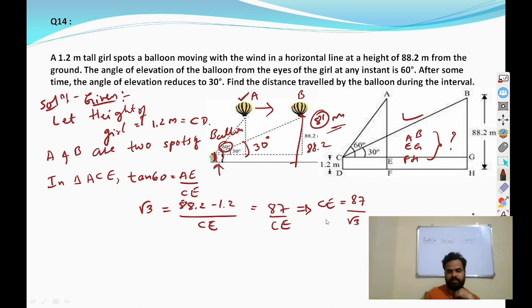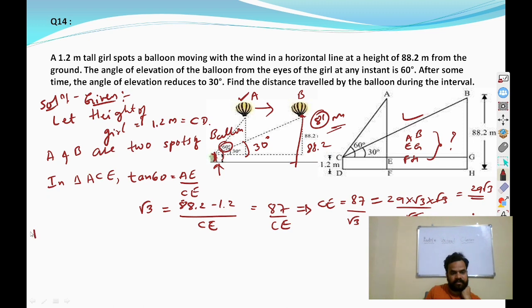This is CE. Keep it as it is, or you can remove this root 3 by multiplying the above equation by root 3, that is 87 root 3 by 3, or you can take this as 29 into root 3 into root 3 by root 3. If we cancel, remaining is 29 root 3 meter. This is CE. I keep it as it is.